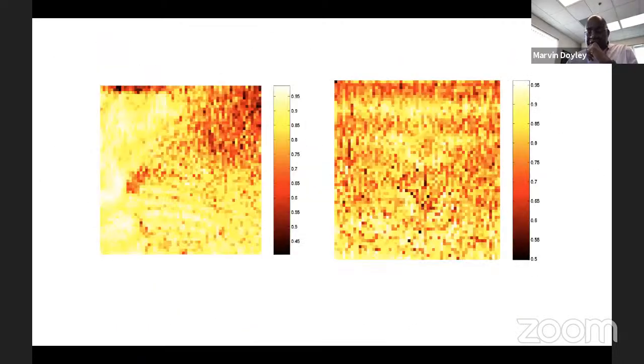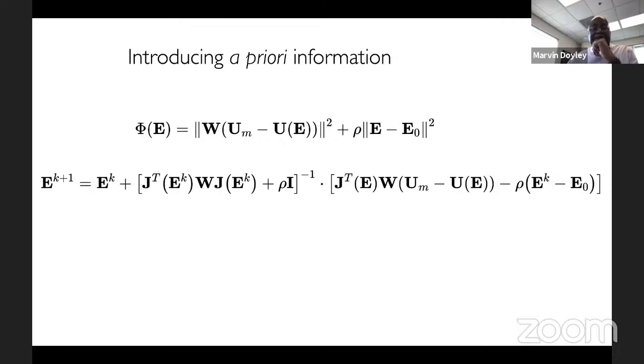The way we introduce the prior is like this. Most of you in this field would recognize this as a Tikhonov regularization. We still do our weighted least squares on the left, but we have this a priori information here. E naught is our prior, and what this rho parameter does is allow us to say how much we want the algorithm to favor fidelity to the data versus the a priori.